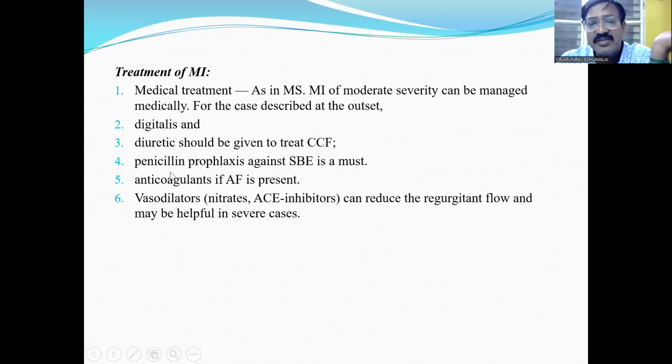So, digitalis, diuretics, penicillin prophylaxis against rheumatic fever, antibiotics if there is infective endocarditis, anticoagulants if there is atrial fibrillation, and vasodilators.